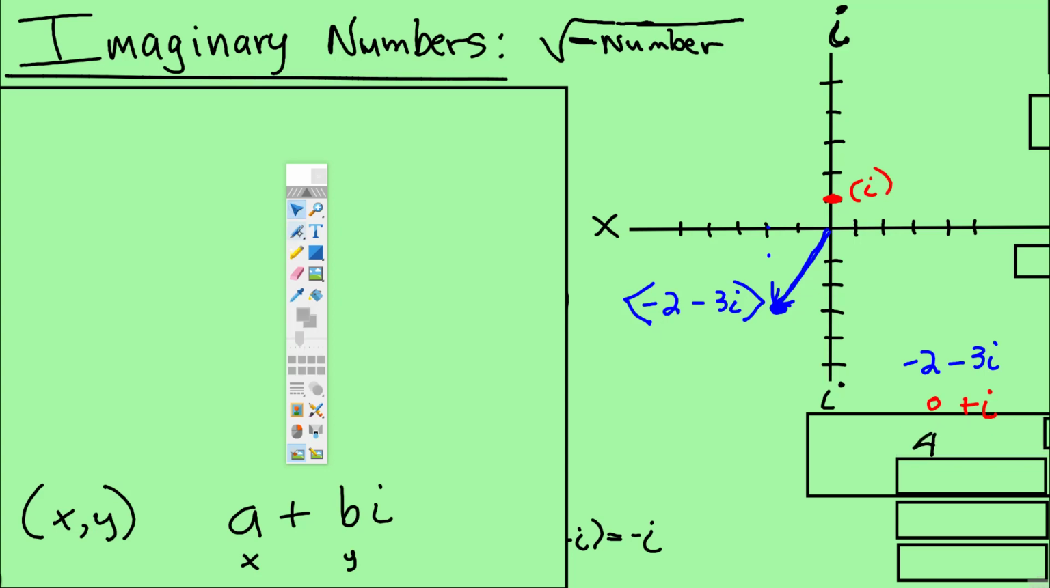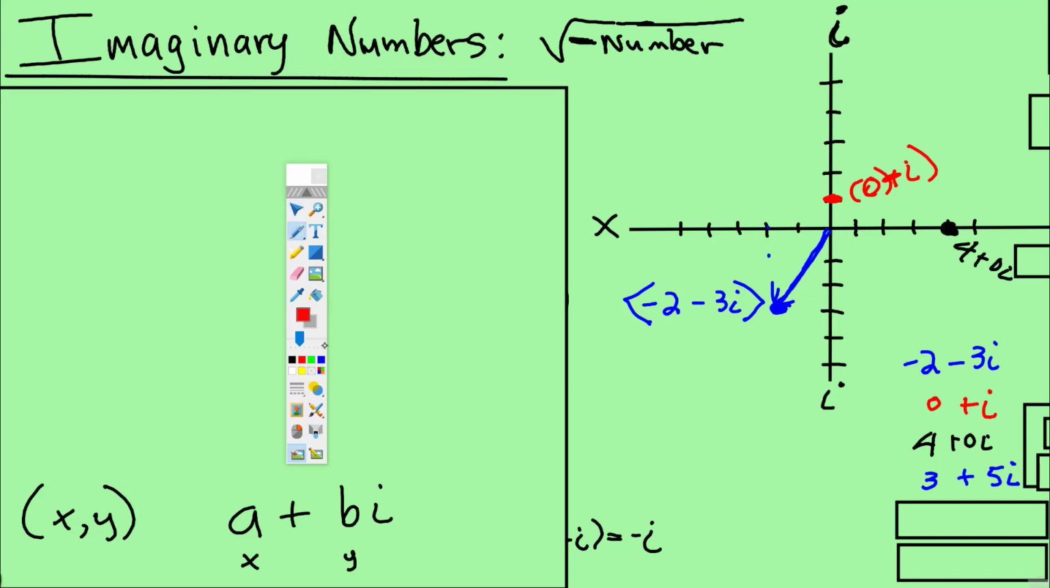What if you just had 4? Well, that is saying 4 plus 0i. So 1, 2, 3, 4. So that point right there is just 4 plus 0i. And it really is a good idea, when you plot that point, to write 0 plus i, so you don't set some bad habits. All right.